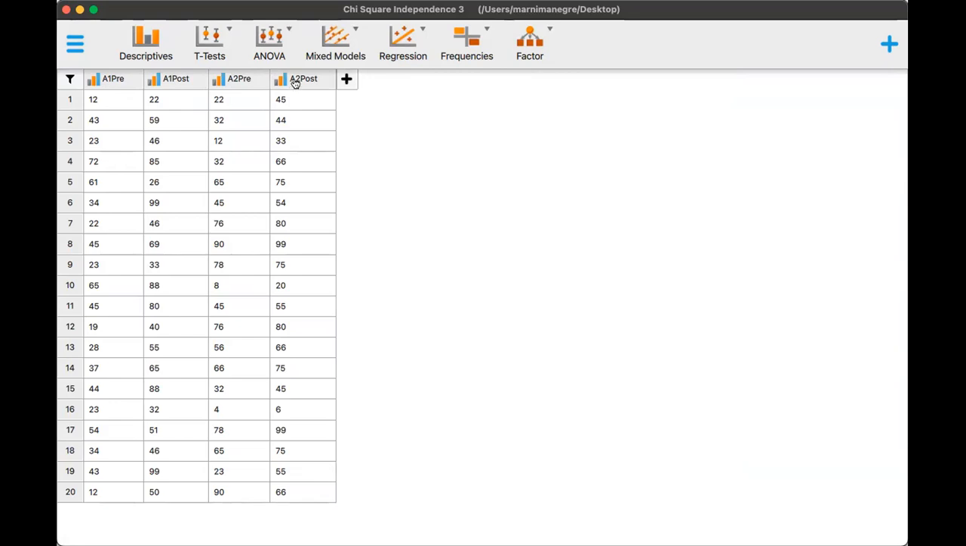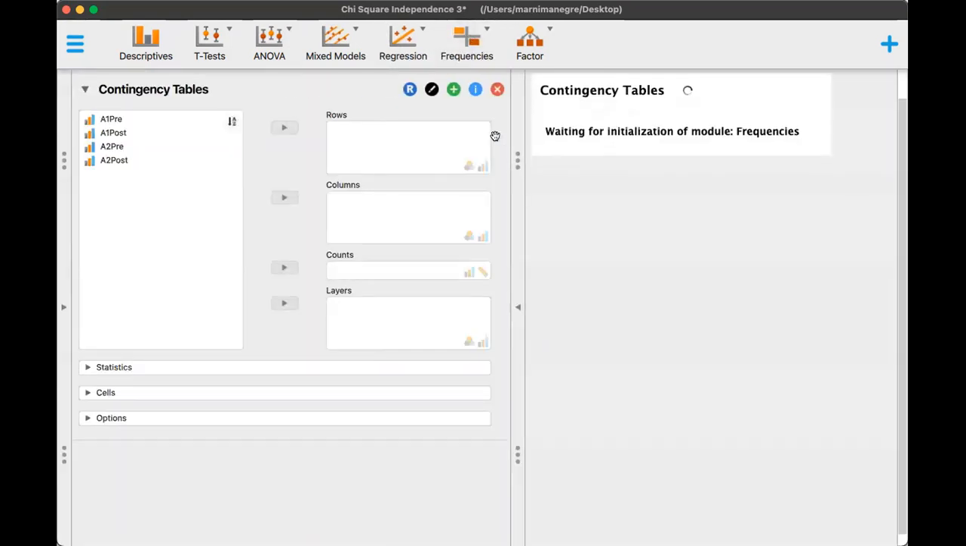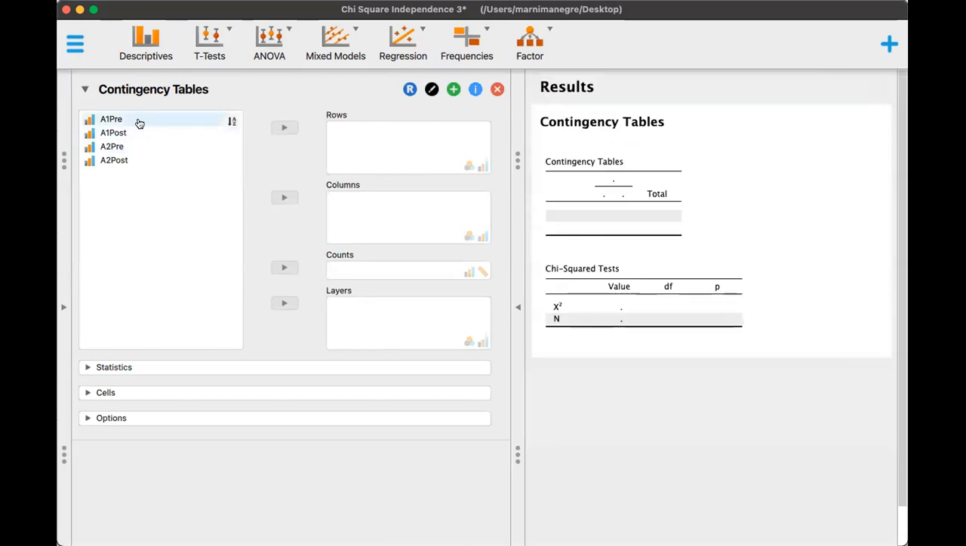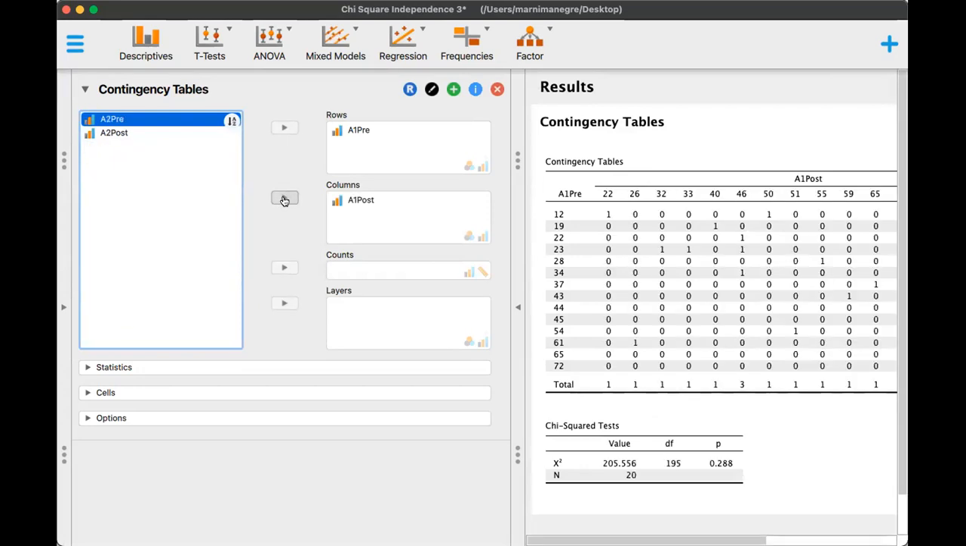Let's say they're learning English as a foreign language, and lower beginner, upper beginner, A1 to A2 with a pre-test, post-test design. We're going to frequencies and we're going to go to contingency table. Now, the challenge here is you can only compare two variables at once. So first I'm going to look at the A1 participants with their pre-test and their post-test.